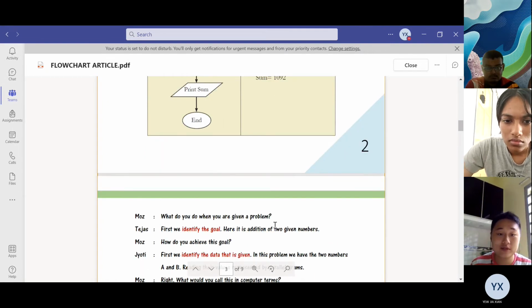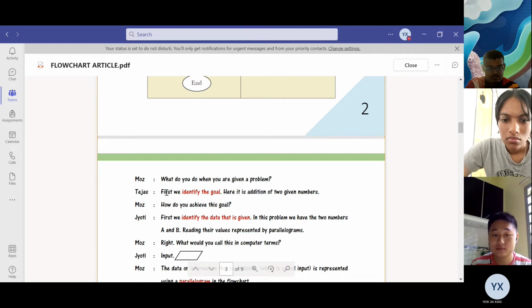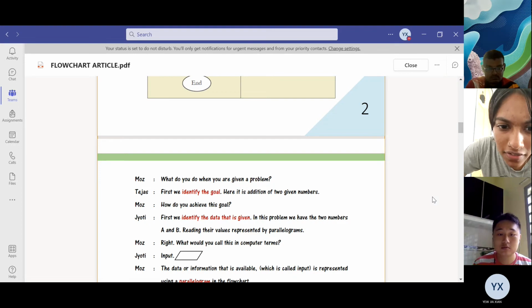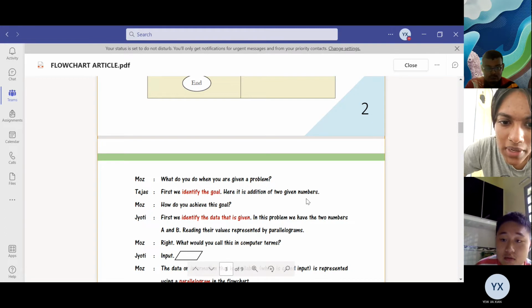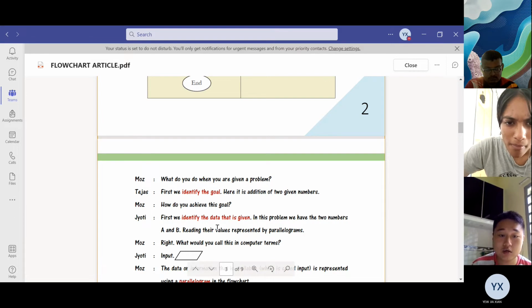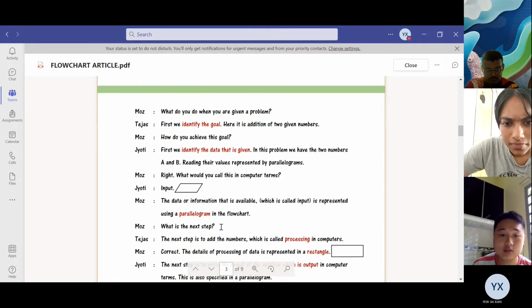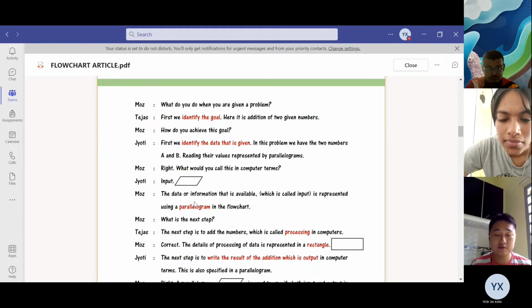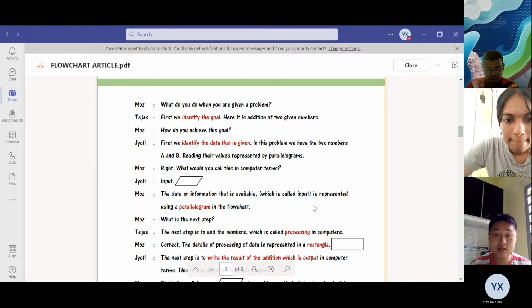What do you do when you are given a problem? First, we identify the goal. Here it is addition of two given numbers. How do you achieve this goal? First, we identify the data that is given. In this problem, we have the two numbers A and B, reading their values represented by parallelograms. Right. What would you call this in computer terms? Input. The data or information that is available, which is called input, is represented using a parallelogram in the flowchart.